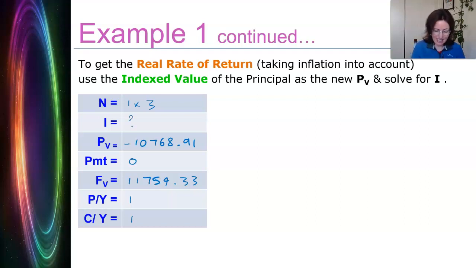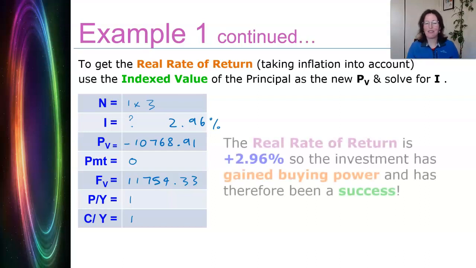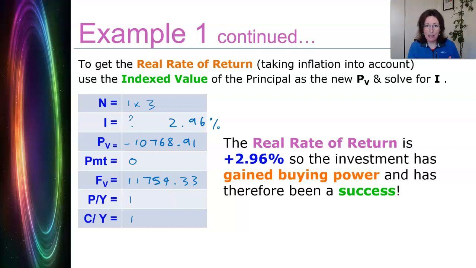So in your calculators, that comes out to be 2.96%. Positive or negative number there? Positive, that's good, right? So what does that mean? That real rate of return is a positive number, 2.96%. So the investment has gained buying power and it's been a success. So that's what you're looking for. That's what you want. Let's do an example where it doesn't work out to be. So you can already have noticed the difference. If your future value is greater than what the indexed value is, then it's going to be a positive number. But if it's lower, that's not good.